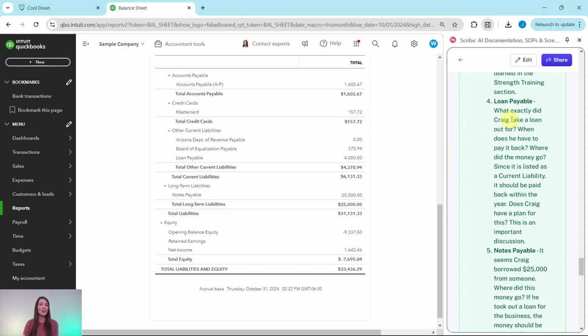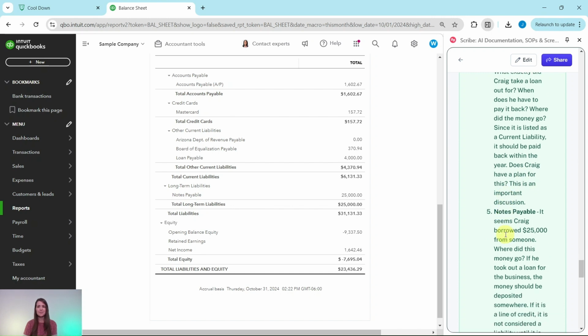But what exactly did Craig take a loan out for? When does he have to pay it back? Where did the money go? Since it is listed as a current liability, it should be paid back within a year. Does Craig have a plan for this? This is an important discussion to have.